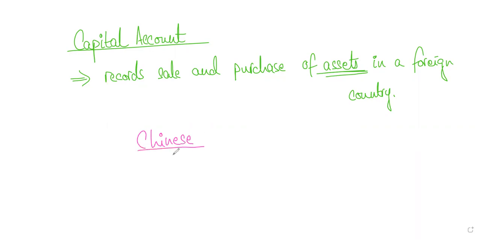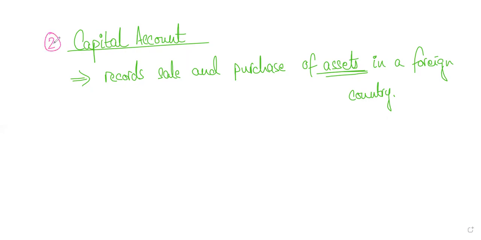For China, it will be a debit entry because money is going out of their country, but coming into Pakistan, so that will be credit for us. In future, when this Chinese person sells off that asset, that would be a credit entry for China and debit entry for us, right? Easy? Okay, now students, if this is clear, let's move on.